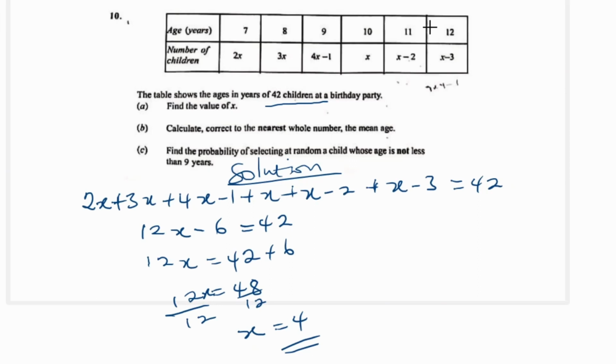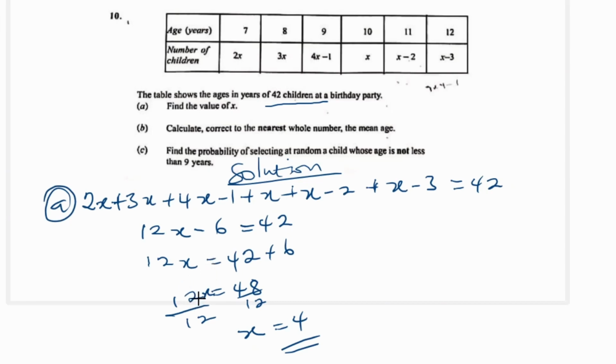Right, so like I said, I just added all of this and equated it to 2. When we group the like terms, we have 12x minus 6 equals 42. Then 12x, simplifying further, will be equal to 48. Dividing 48 by 12 gives us 4. So the value of x is 4, and that is the answer to the A.